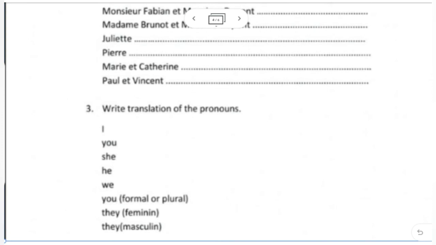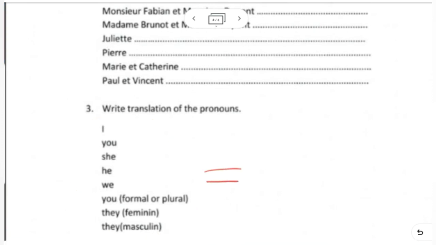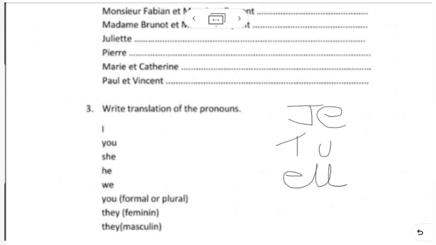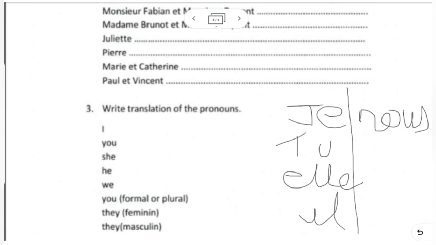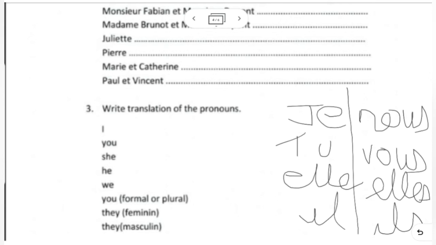So these pronouns which they have given us are in English. We have to transform them into French. So let us see if we can do it or not. I means je. So the first answer is je. You means tu. She means elle. He, il. We, nous. Okay? You, now formal or plural? Very nice. It's vous. Then they feminine is ELLES. Very nice. They masculine, it's ILS.